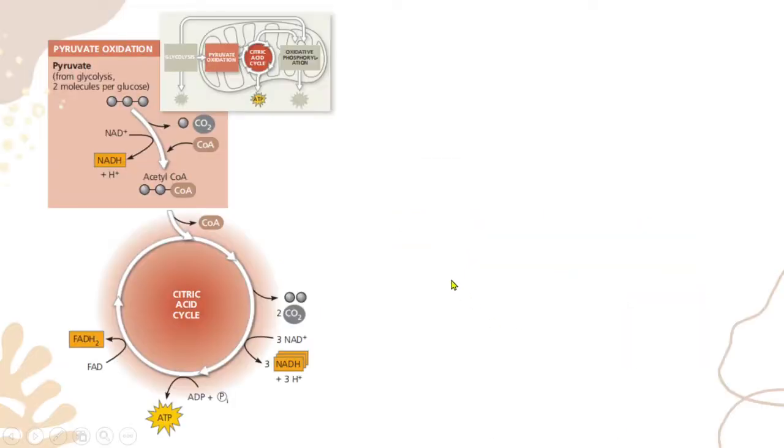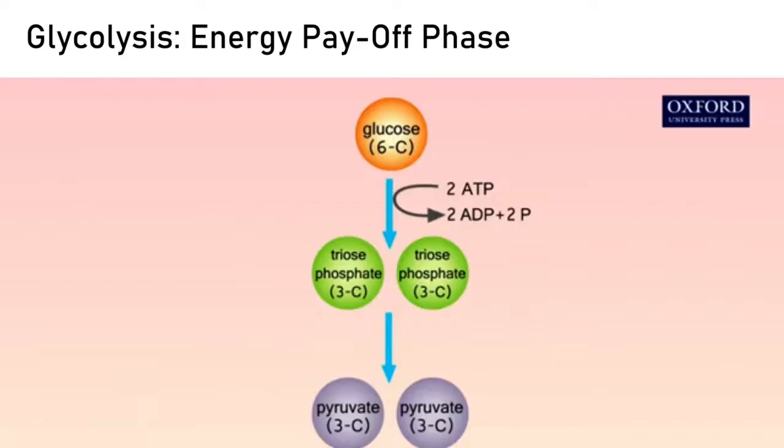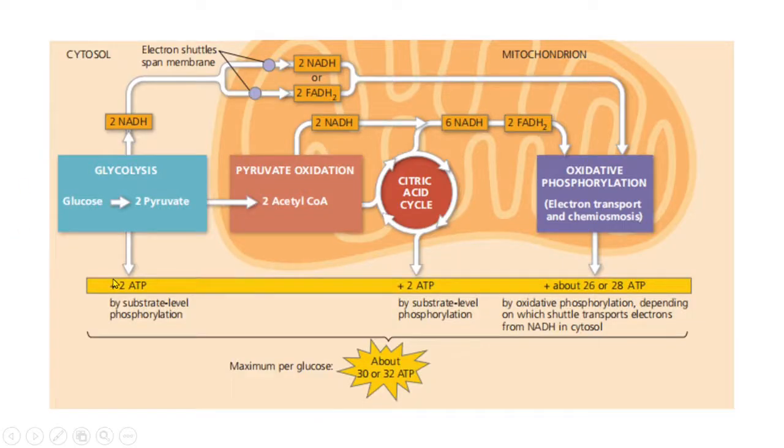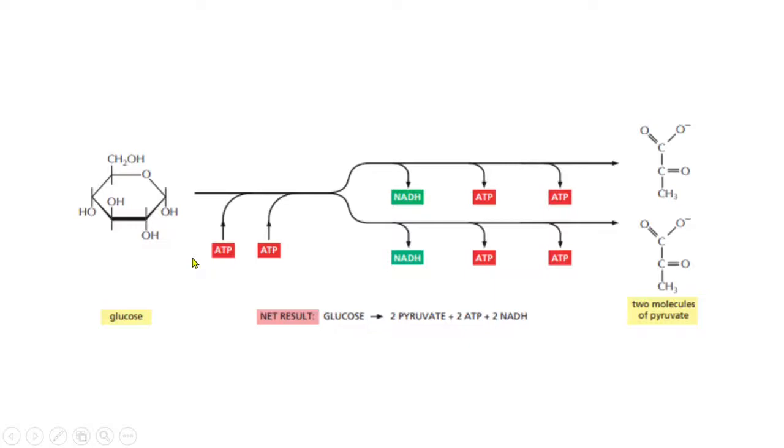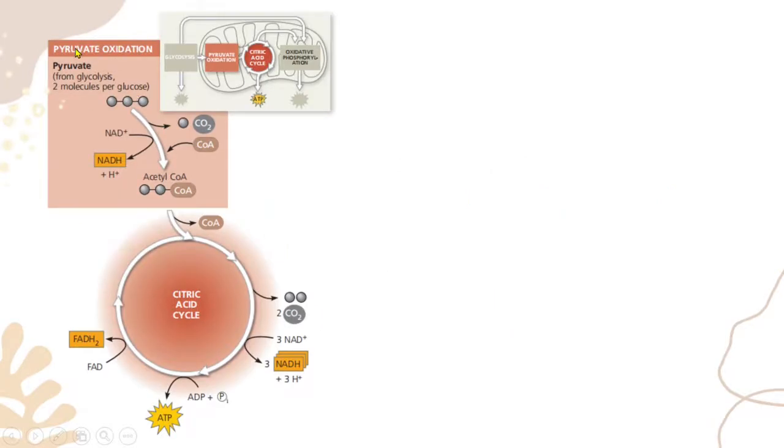So what happens next? Now before we continue, just do take note that this is where the 2 ATPs will be coming from and the 2 NADH produced. So we have explained that a little while ago. Okay, now let's continue with the next part, which is the pyruvate oxidation.